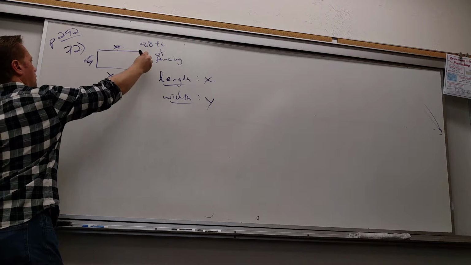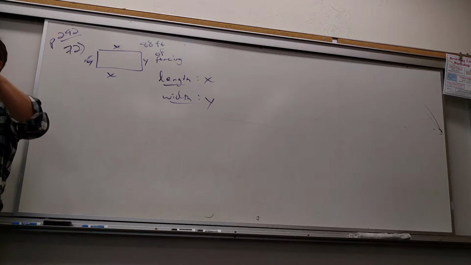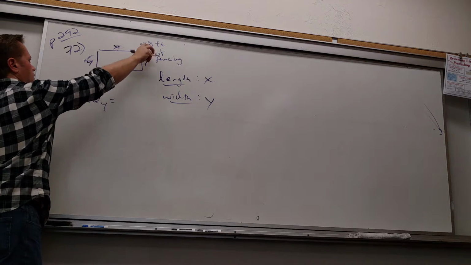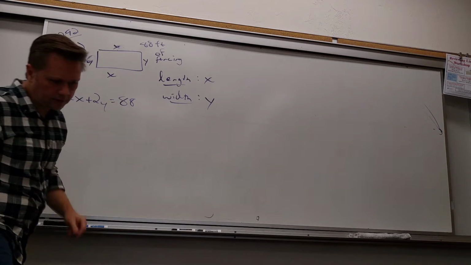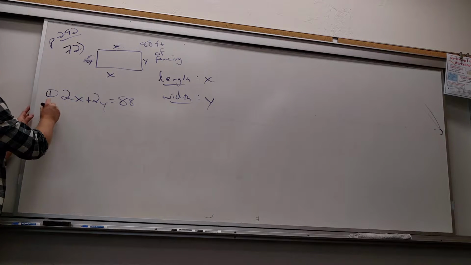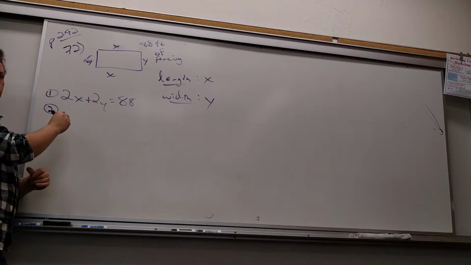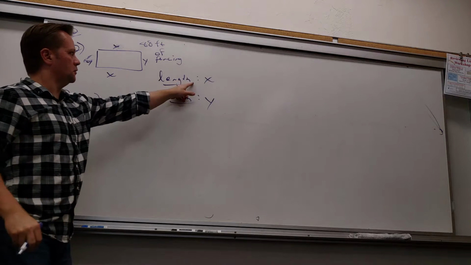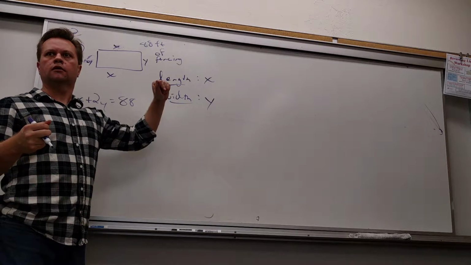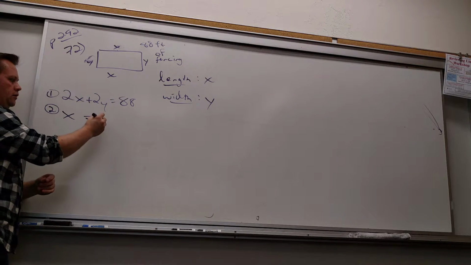Okay. 2x plus 2y. So what's one equation I can write from the very first thing I wrote up there? Yeah, so the perimeter, 2x's and 2y's, has to be 88. And then the second thing they tell me is it's 4 feet longer than it is wide. Is this bigger or is this bigger? It's 4 feet longer than it is wide. This is bigger.